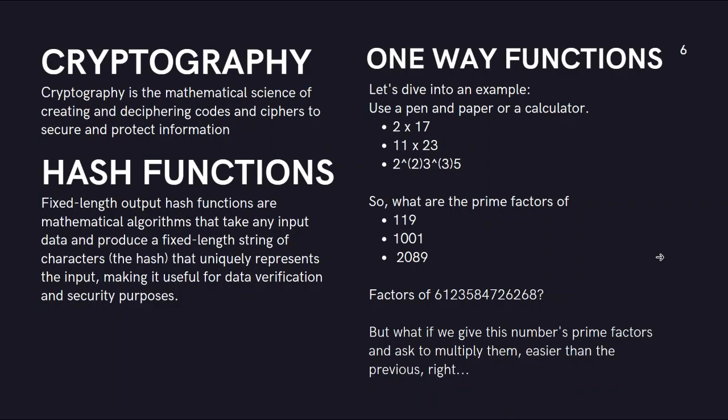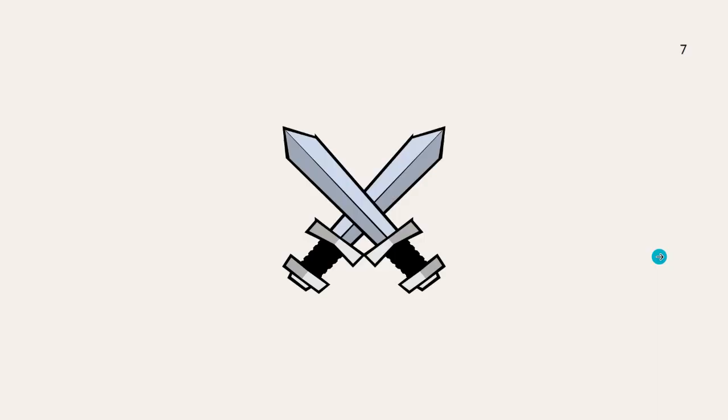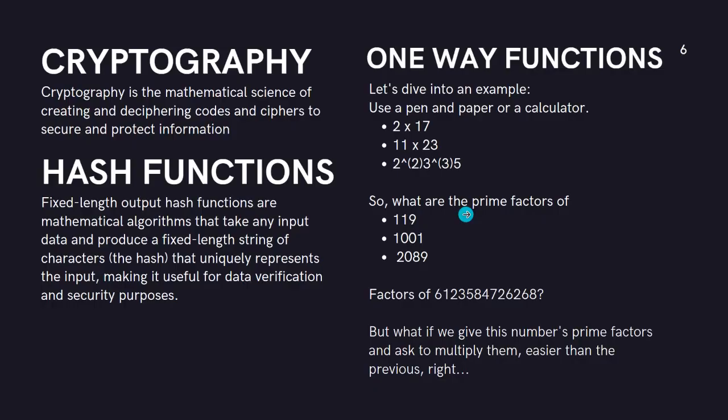What is 2 into 17? It is 34, right? And what when multiplied with 23? It is 253. And what if I ask you to compute 2 square into 3 cube into 5? It is 8 into 27 into 5. 27 into 40, it would be 540. So this is easy. So now let's go the other way.